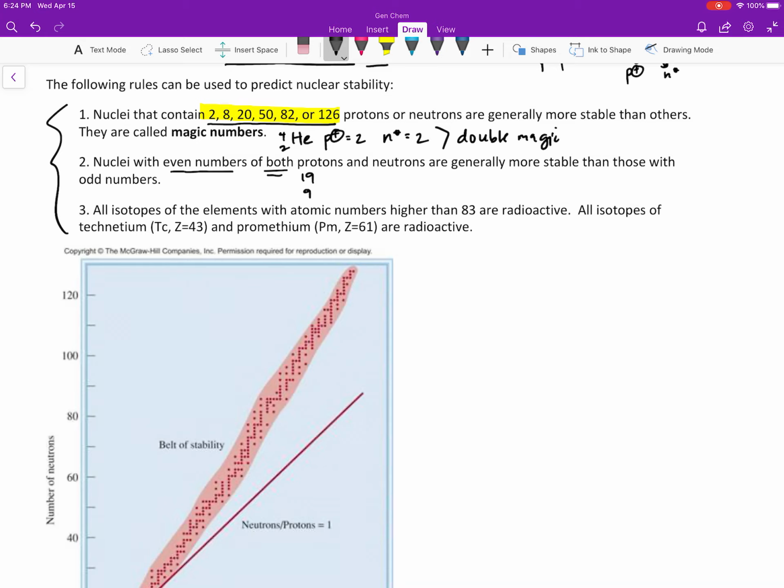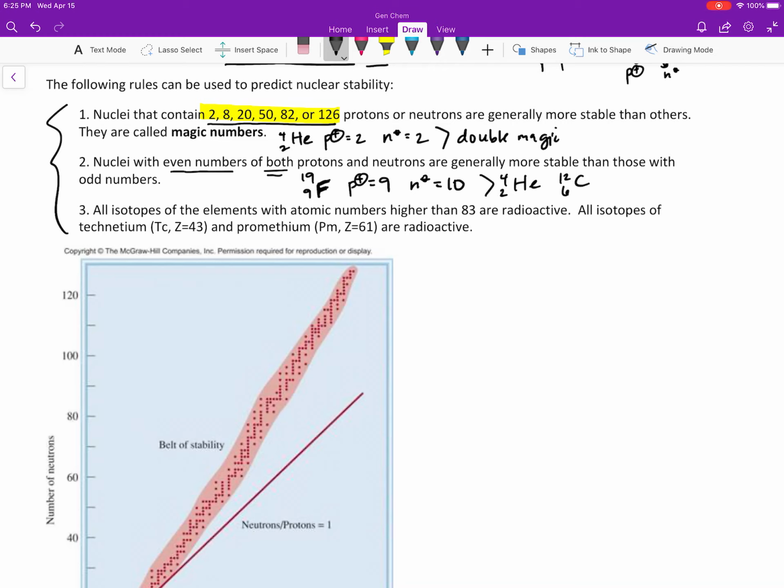If we take something like fluorine, I'm also going to write it the right way this time. I wrote it as Florida earlier. This is going to have 9 protons, and this particular isotope will have 10 neutrons. So it does have an even number of neutrons, but it has an odd number of protons, so it's not as stable as something like helium. Oh, we're not starting off good.